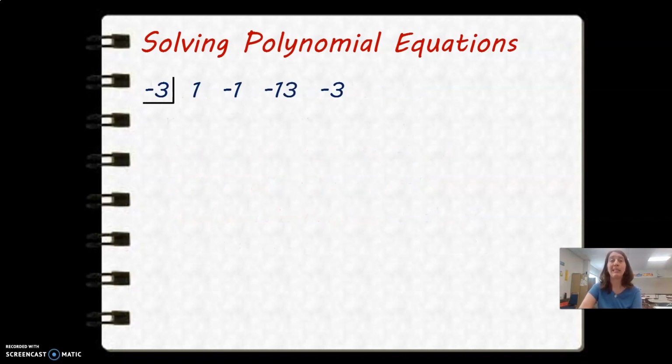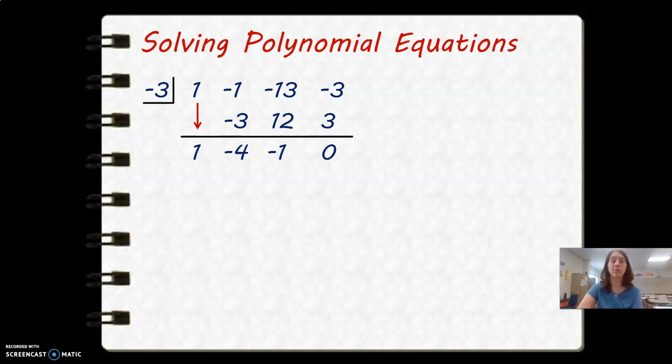Inside of the box, I put negative 3. I put the number that I got 0 out of from the previous slide. My 1, negative 1, negative 13, and negative 3 were the 4 numbers from the original question. Our synthetic division process tells us to drop down the first term and then start multiplying.